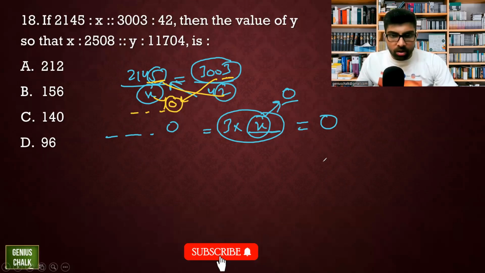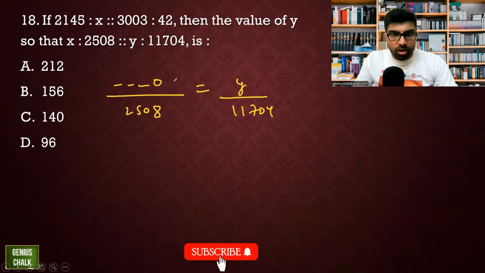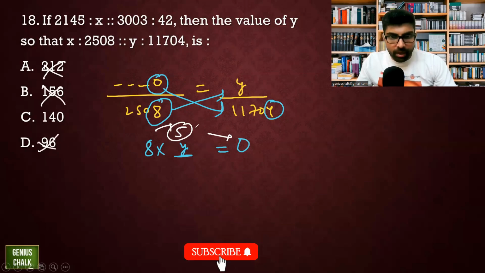Now applying the same concept, X by 2508 is equal to Y by 11704, and you know that X is already ending with 0. So 0 into 4 is also 0. That means this 8 also, now the right hand side is 0, should be multiplied with Y so that it becomes 0. Either 8 should be multiplied with 5 so that it is 40, and 5 is not available in any of the options we can see. But second, if I multiply 8 with 0, then also it ends with 0, and that is available in the third option. That's why we can go with C. I hope this is clear.